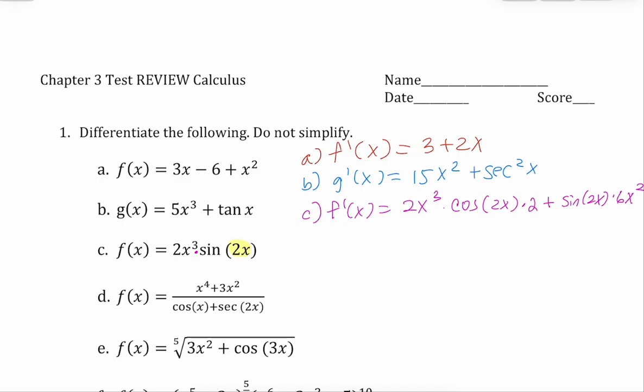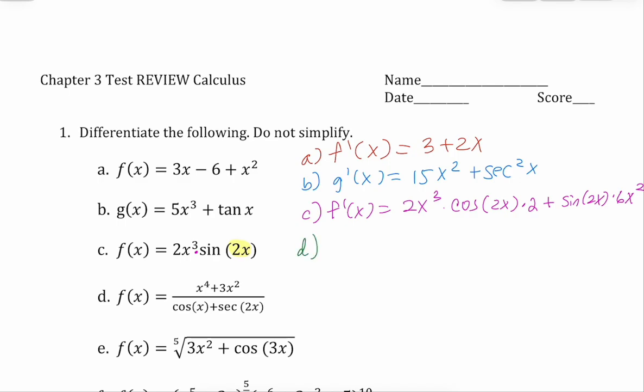I just kept the 2. Keep the 2 with one of the pieces. I tend to put it with the 2x cubed as one thing. So let me go over that again. It's the first times the derivative of the second. That is a cosine of the stuff times the derivative of the stuff, okay? Plus the second times the derivative of the first. So hopefully that reminds you how that works, okay?